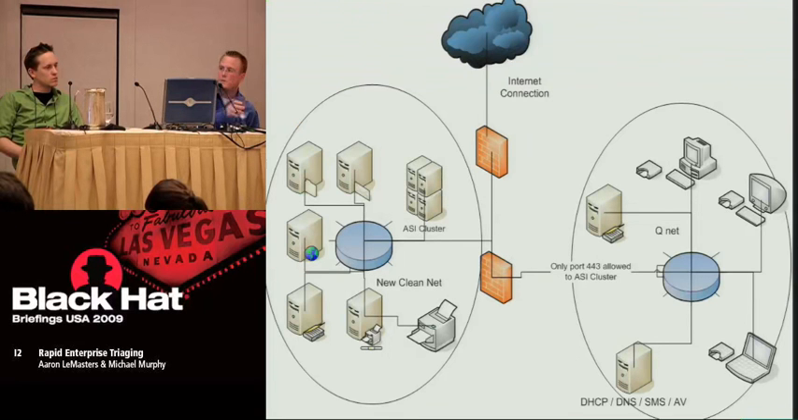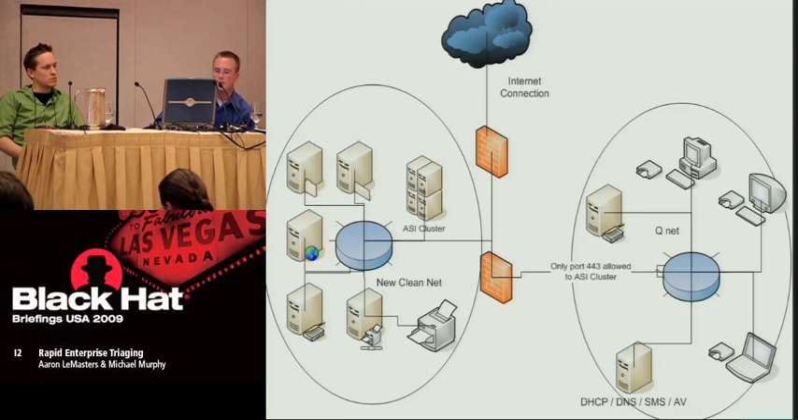So for those of you who are more visually inclined, this is my really terrible Visio diagram. On the right-hand side, you see the QNet. It's all by itself. It's logically separate, even though it's in theory running on all the same hardware that the CleanNet is. And the new CleanNet is sitting off to its own side, again completely by itself.